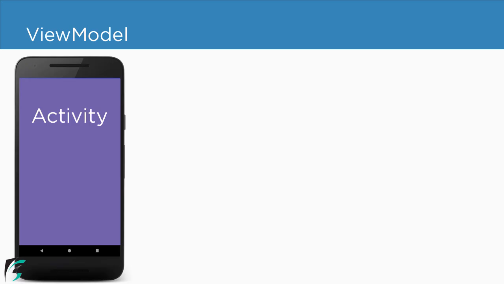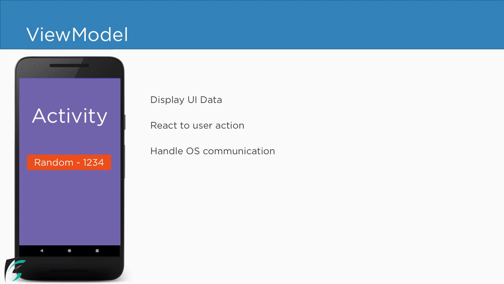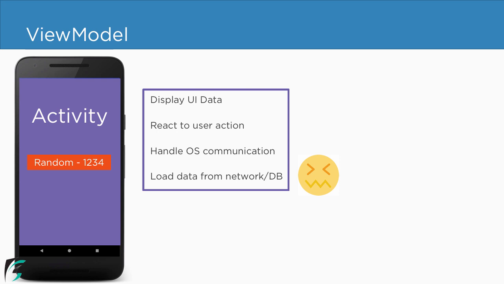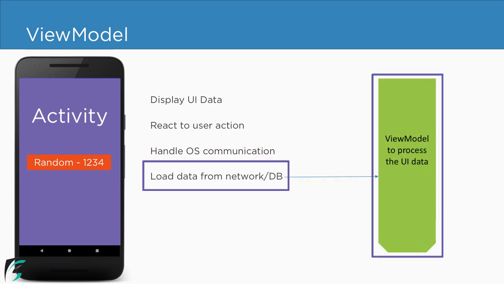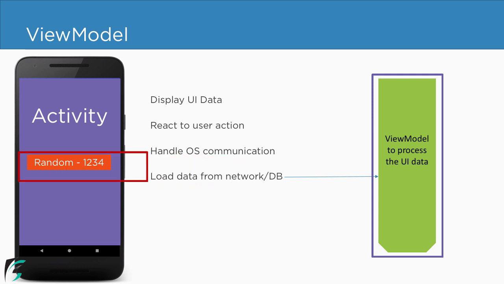Now when the activity is created, it has to handle a number of tasks like displaying the UI data, reacting to the user action, handling the operating system communication, and loading the data from the network or the database. Performing all these actions in a single activity class makes the code lengthy and difficult to maintain. So, when we use the view model, this workload of the activity is reduced. The view model processes the data that has to be sent to the UI. It performs all the logical operations related to data and provides the data to the activity. This will help clean up the code from the main activity.